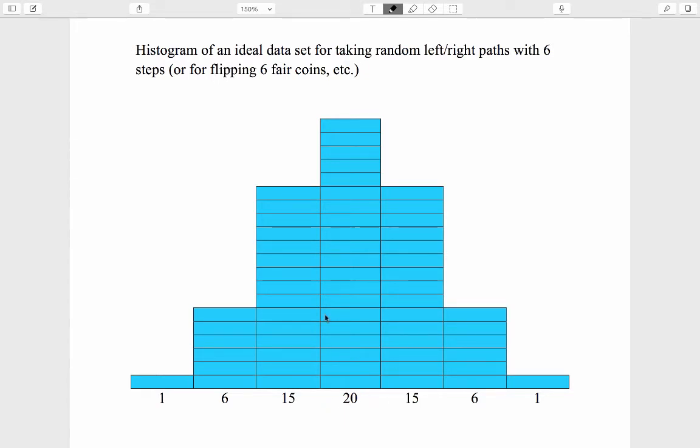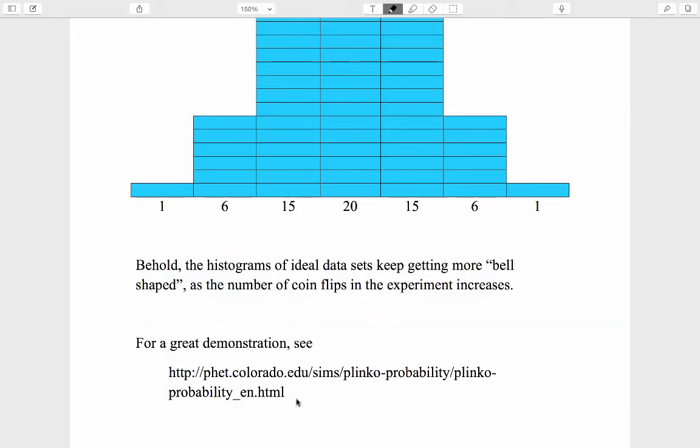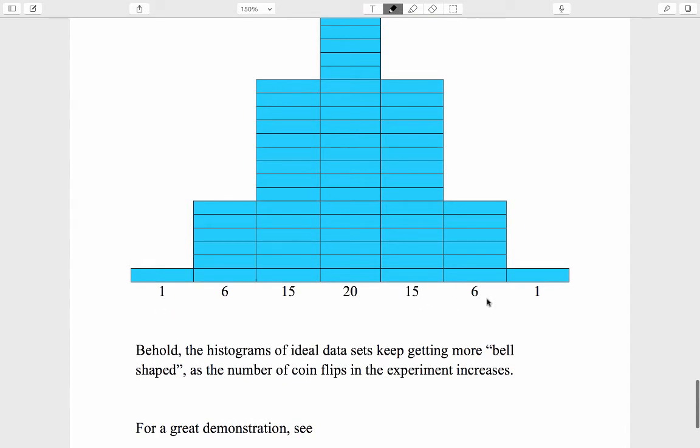That is now 50 out of 64, 50/64ths of the total area, which is quite a lot. As we keep doing this for lower and lower rows of Pascal's triangle, behold, the histograms keep getting more bell-shaped as the number of coin flips in the experiment, or the number of children in the family, or the number of random steps down that hexagonal grid increases. There's a wonderful online demonstration that helps us see what's going on here, and that helps us draw these as we go further and further down Pascal's triangle.